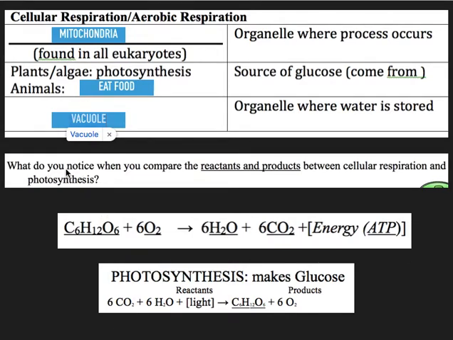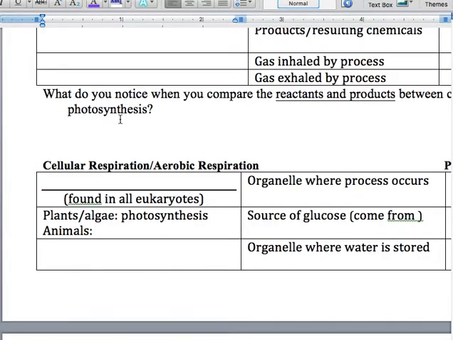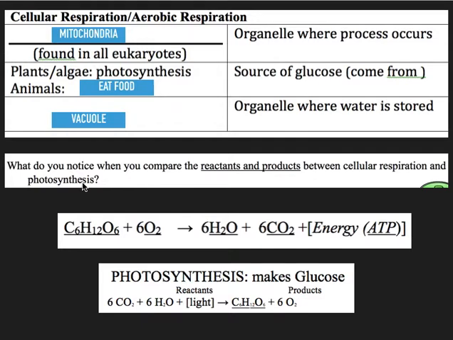So now this question is what's in between. So now we're going to go back and do this. And this question says, what do you notice when you compare the reactants and products between cellular respiration and photosynthesis? Well, these are the reactants of cellular respiration, glucose and oxygen. Well, in the photosynthesis equation, where do you see glucose and oxygen? Are they on the reactant side? They're on the product side. Okay, so the reactants of one equation are the products of the other.